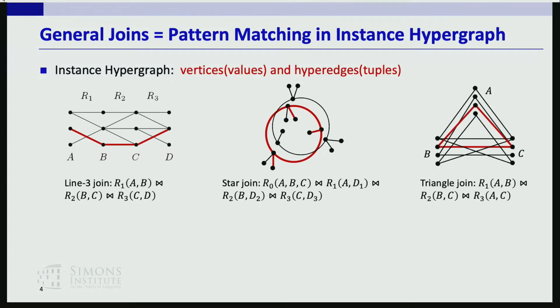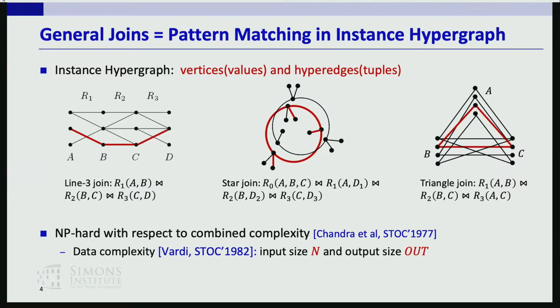The instance hypergraph uses vertices to represent values in the domain of the attribute and uses hyperedges to represent the tuples. In the line 3 join, AB join BC join CD, every simple path from A to D is a join result. And in the star join, ABC join AD1 join BD2 join CD3, every star-like subgraph is a result. And in the triangle join, AB join BC join AC, every triangle is a result. So the general join query will find all those subgraphs with specific pattern.